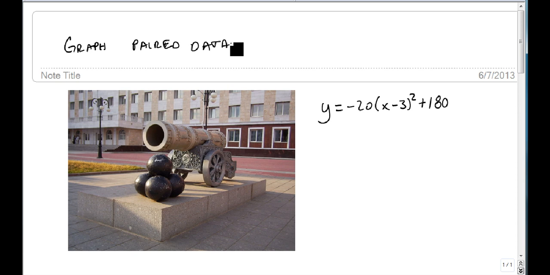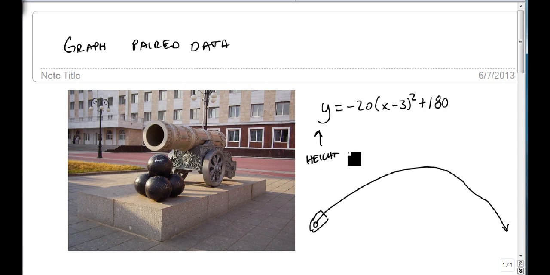The example we're going to use is a cannonball being launched from a cannon. Suppose we've got a cannon sitting here, and we take our cannonball and we launch it. It's going to come out and then it's going to come back down over here somewhere. What we're interested in is just the height. So we're going to let y be the height of this cannonball as it relates to our x, which is going to be time. How high is it based on how long it's been since it launched?